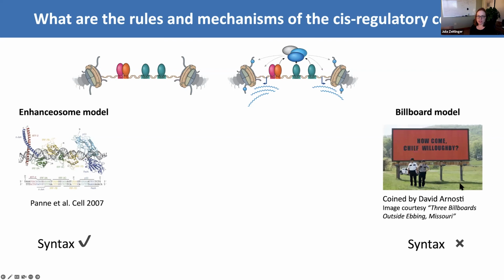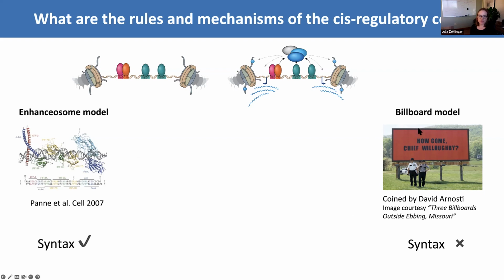Now, on the other extreme, there are people who came up with a model where syntax does not matter. As long as you have the right combination of motifs, that's really all you need. So as long as the information is displayed together, it doesn't matter. Each piece of information alone is sort of enough. So each motif would be one billboard essentially, and that's all you need as information.